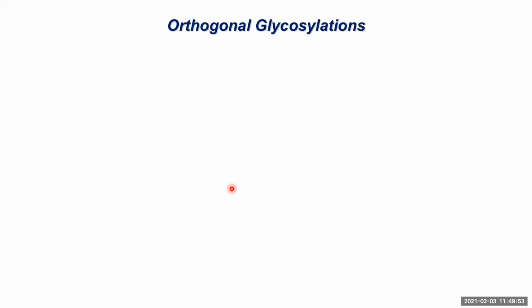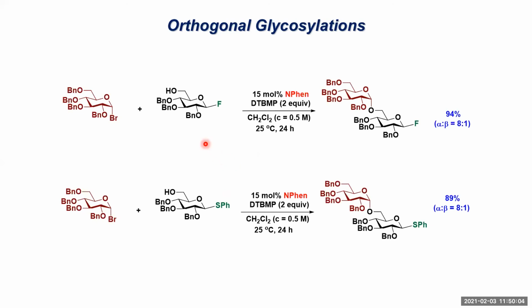And next, we also explored orthogonal glycosylation to see if we can minimize some steps in the total synthesis of carbohydrates. And we found out that this catalyst can also tolerate a fluoride and a thiophenol leaving group. And we were able to couple the alcohol to the glycosyl bromide and give great yield and great selectivity.